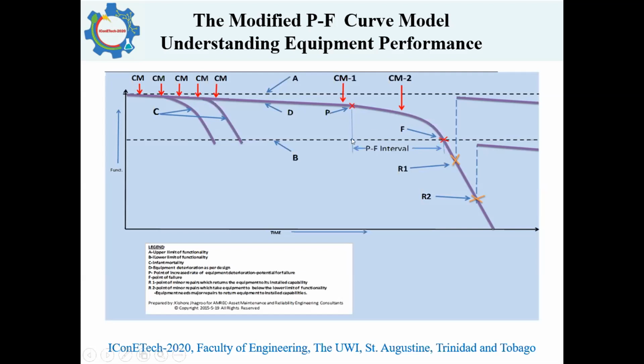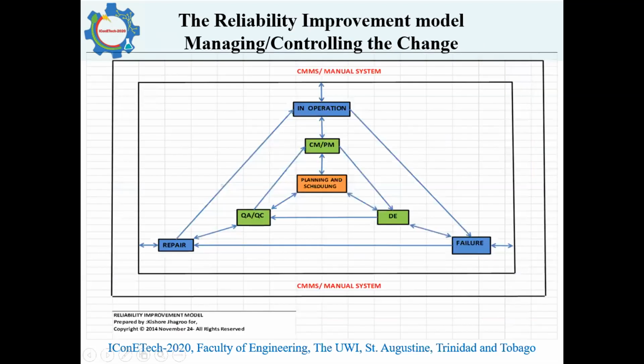And within a certain time period, the PF interval, failure will occur. Taking that into consideration, in this reliability improvement model, when equipment is in operation, you need to do, according to the PF curve, your CM, your condition monitoring, your preventive maintenance, to get it to run as long as it could until that point P, when you have an alarm which says, okay, something is going to happen.